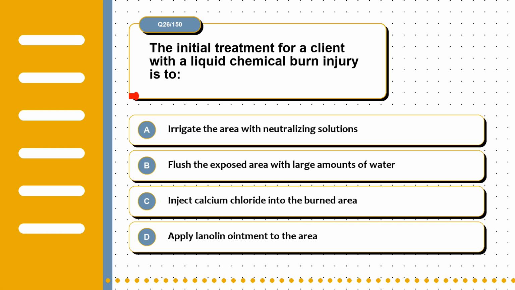Question 26. The initial treatment for a client with a liquid chemical burn injury is to. Here are the options. Option A. Irrigate the area with neutralizing solutions. Option B. Flush the exposed area with large amounts of water. Option C. Inject calcium chloride into the burned area. Option D. Apply lanolin ointment to the area.